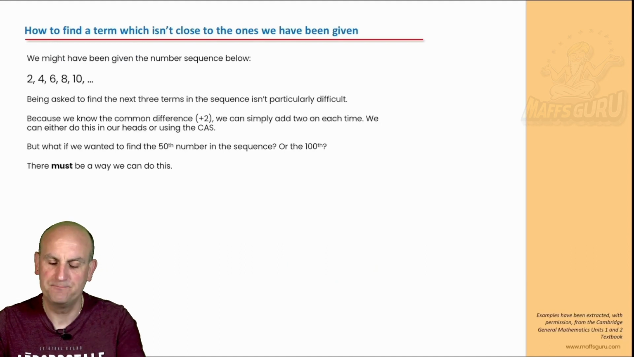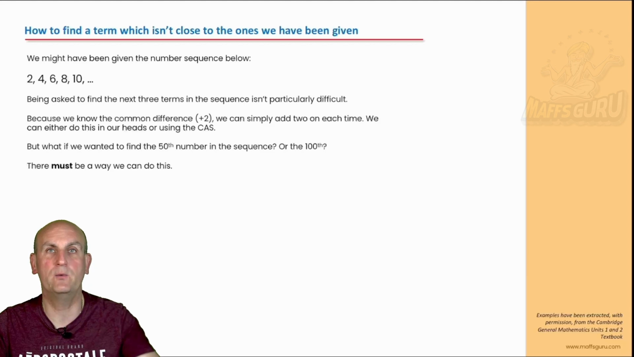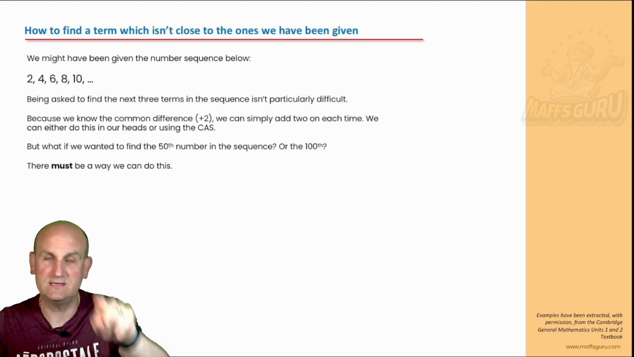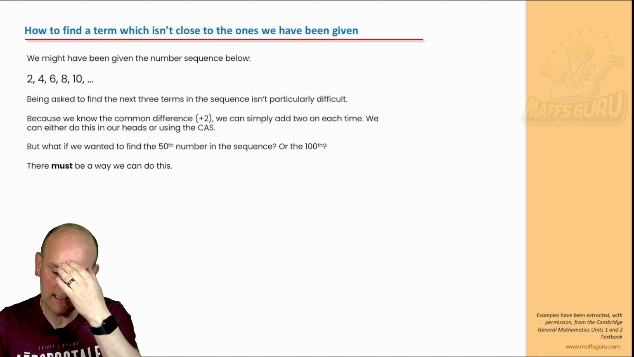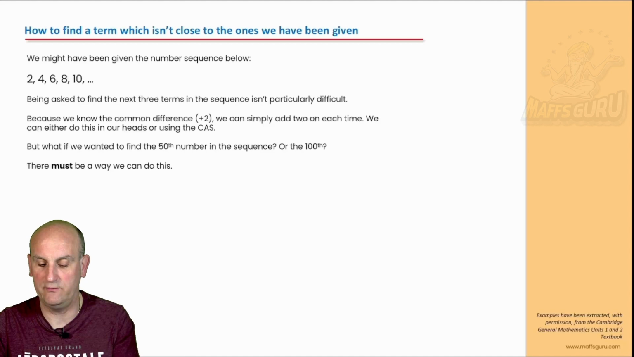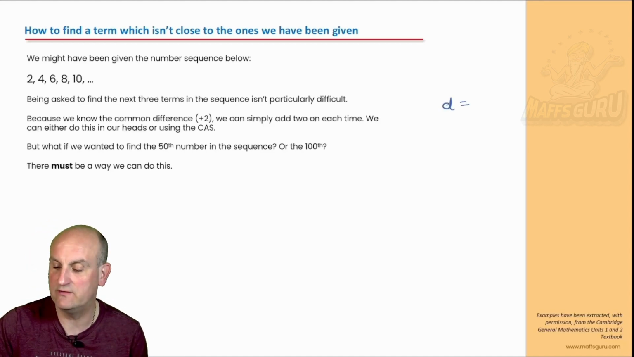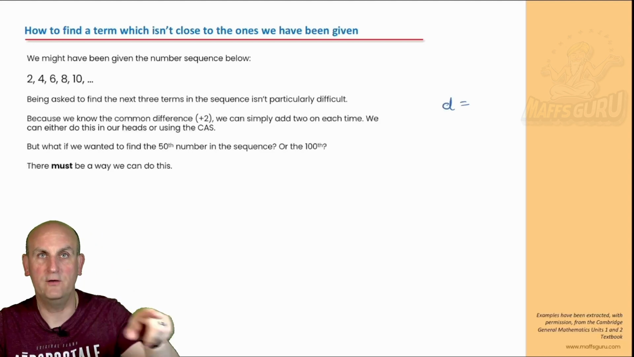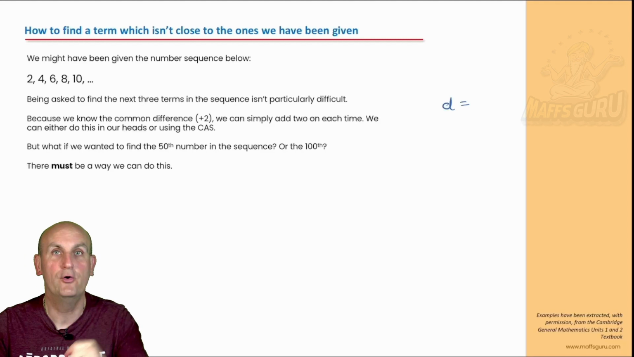Right, let's see. How to find a term which isn't close to the ones we've been given. Long title. What I mean is, I don't want to keep going term to term to term. I want to try and find one a bit later on. We know that there's something called the common difference. Now you're going to say, what on earth is the common difference? Well, we use the letter d in maths to stand for the number that it goes up by. The common difference only relates to sequences where we add or take away.